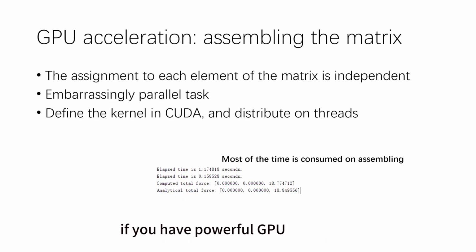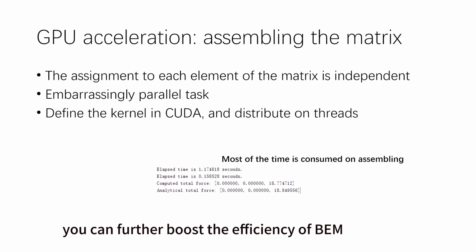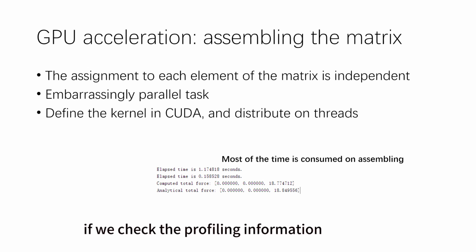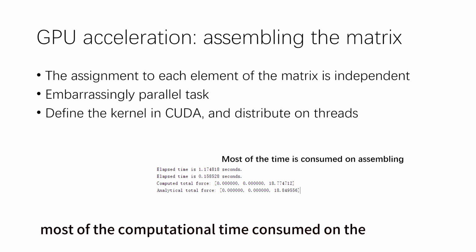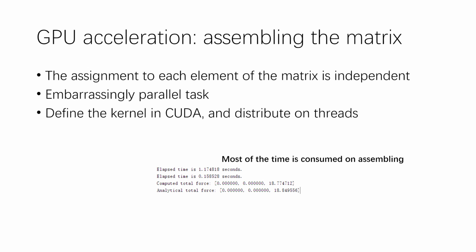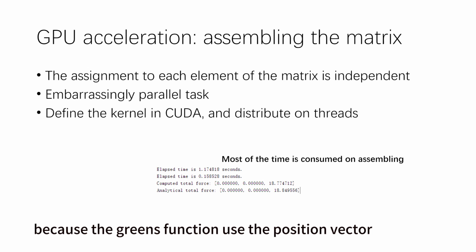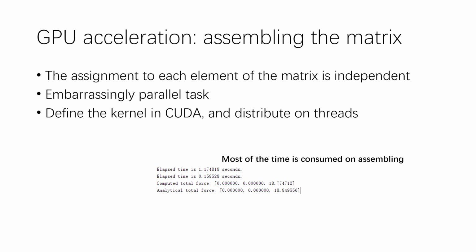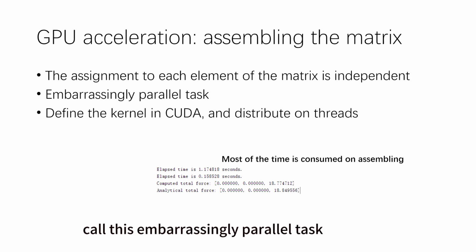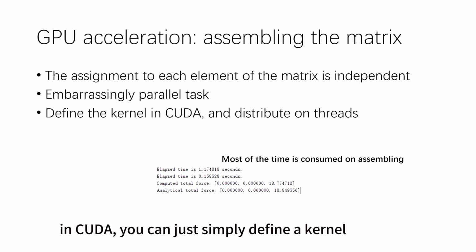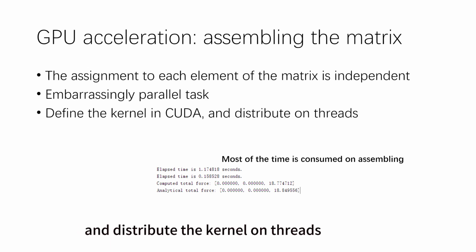If you have a powerful GPU, you can further boost the efficiency of BEM. If we check the profiling information, most of the computational time is consumed on the assembly of the stiffness matrix. But the assignment to each element of the matrix is independent because the Green's function uses the position vector as the input. In GPU programming, we call this an embarrassingly parallel task. In CUDA, you can simply define a kernel and distribute the kernel on threads.